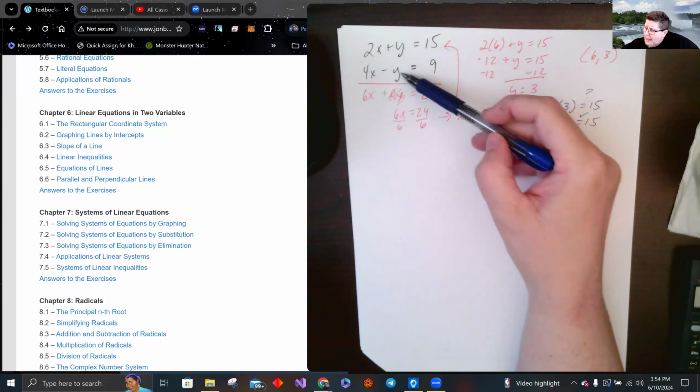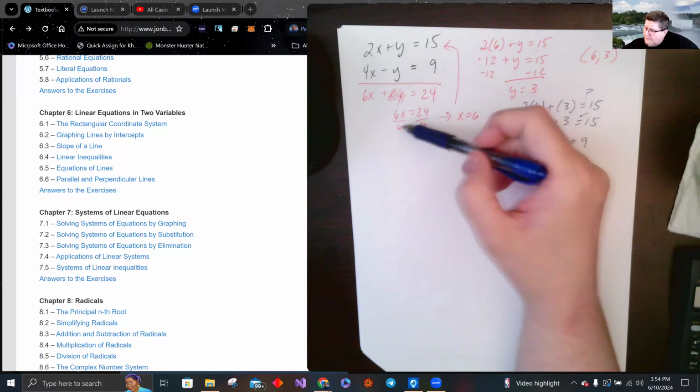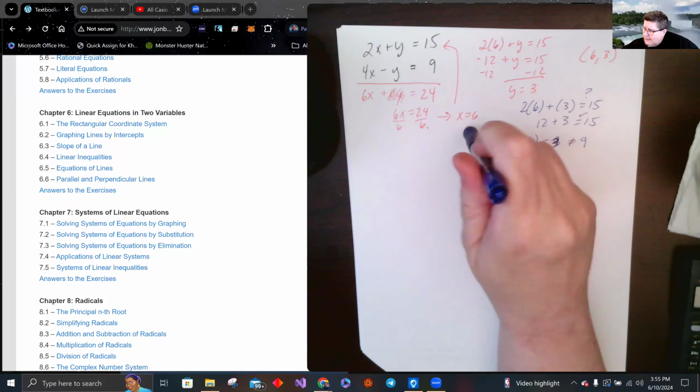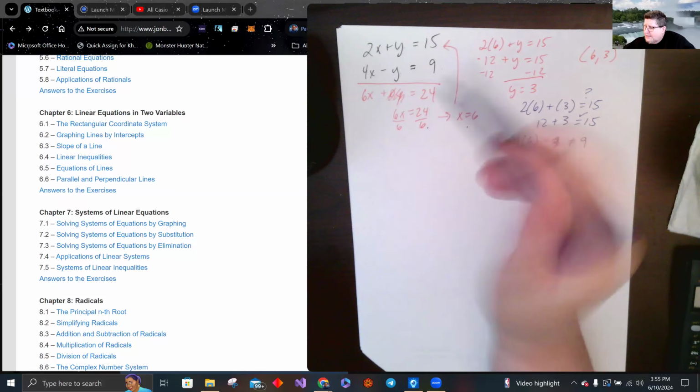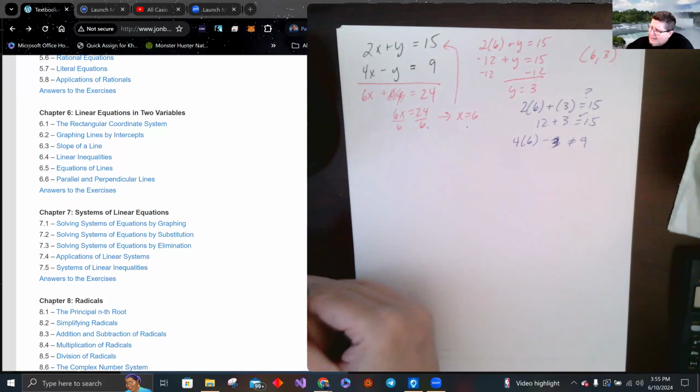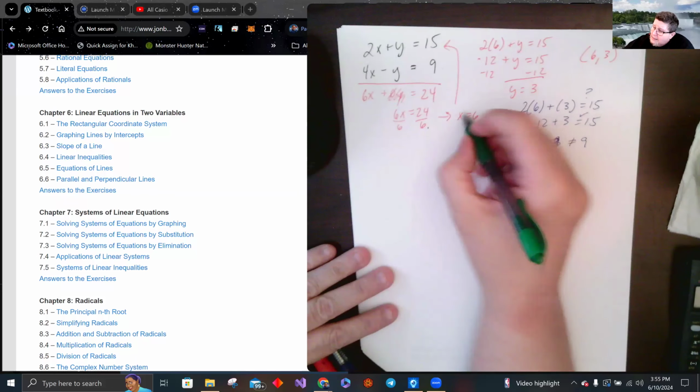Add, divide, I get x equals 6. No, x does not equal 6. 24 divided by 6 is 4. Ha!